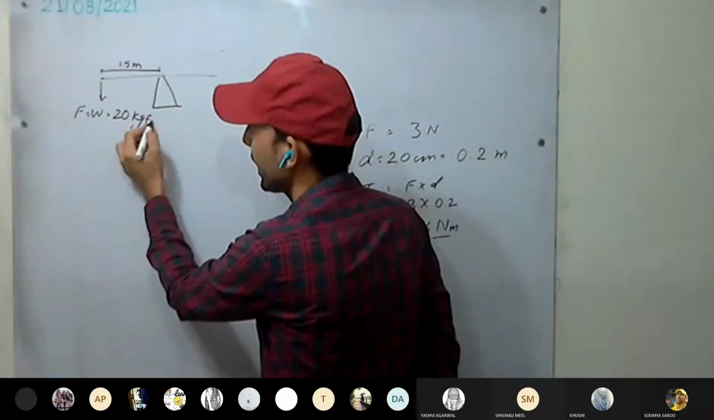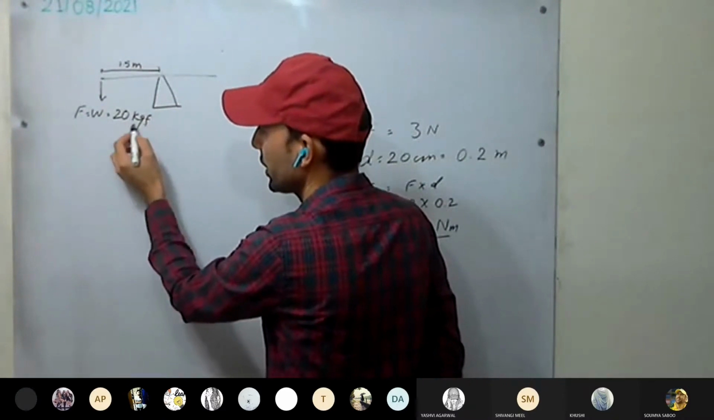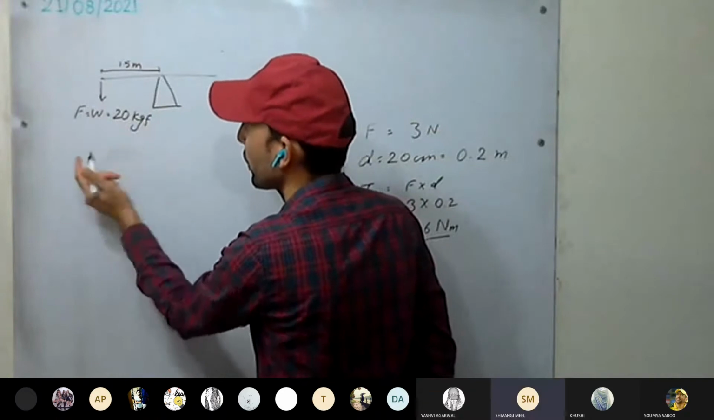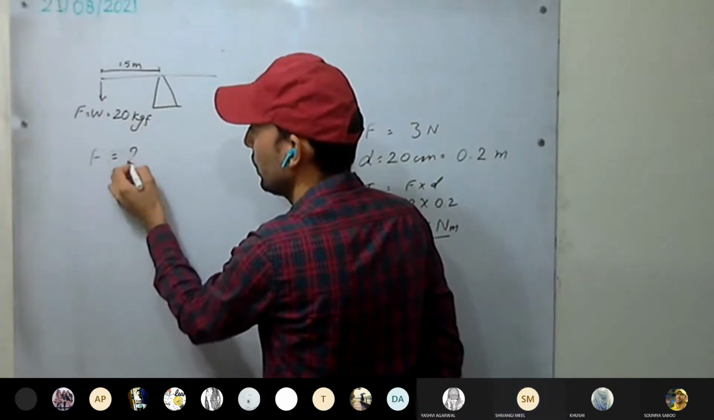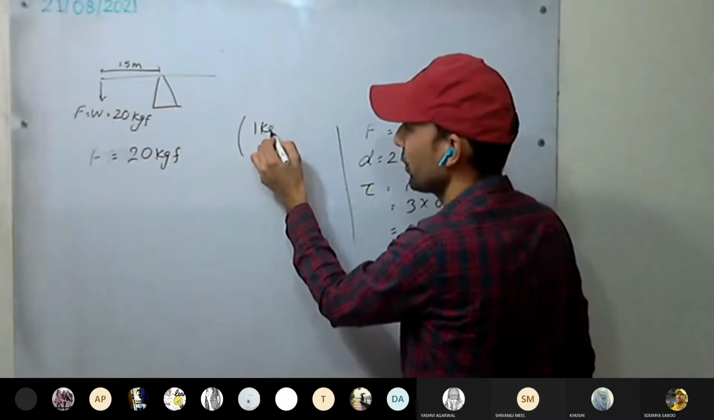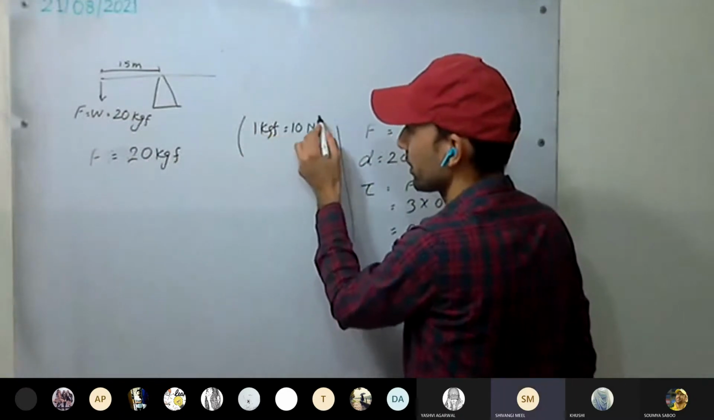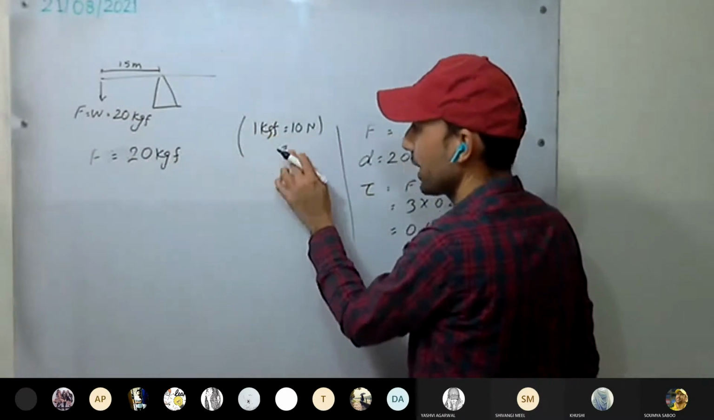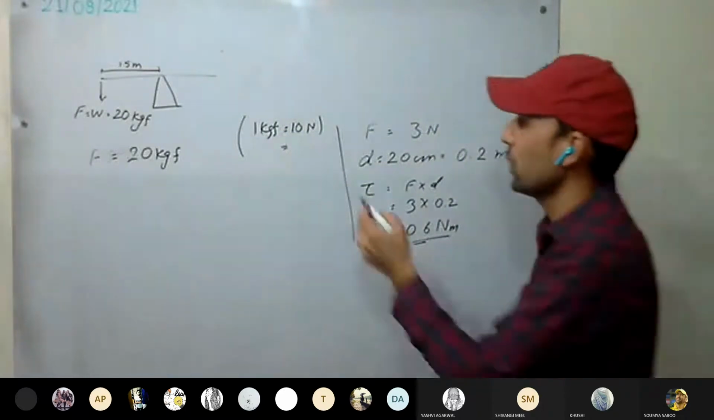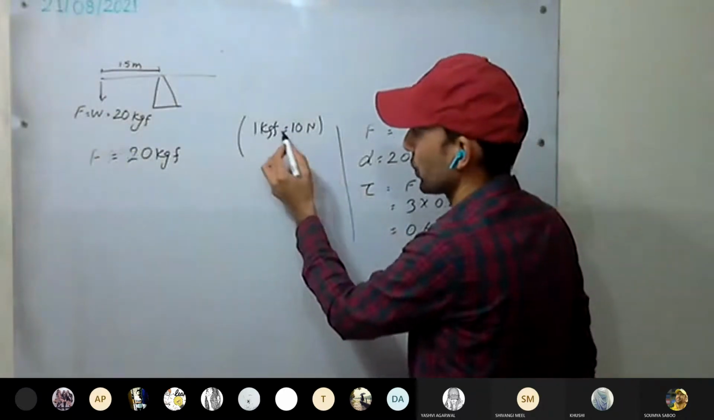See here, this force is in kgf. We have to convert it into Newton. How are we going to write it? F equal to 20 kgf. And see here, 1 kgf equals 10 Newton. In 9th class, we study this in detail. The kgf unit is kilogram force.